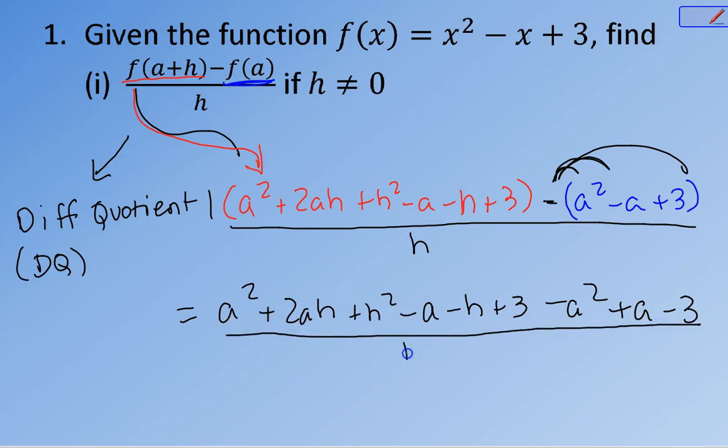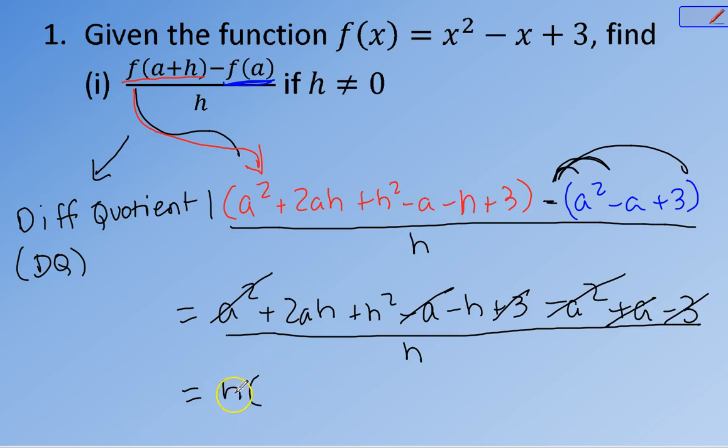Now let's simplify that numerator right now. Can we cancel my a squareds? A squared minus a squared is no a squareds. Negative a and positive a is no a's. Positive 3 and negative 3 is no 3's. Notice what I have left in my numerator: a 2ah plus an h squared minus an h. And what do all three of those terms have in common? An h. So how about we factor that out as we rewrite it?